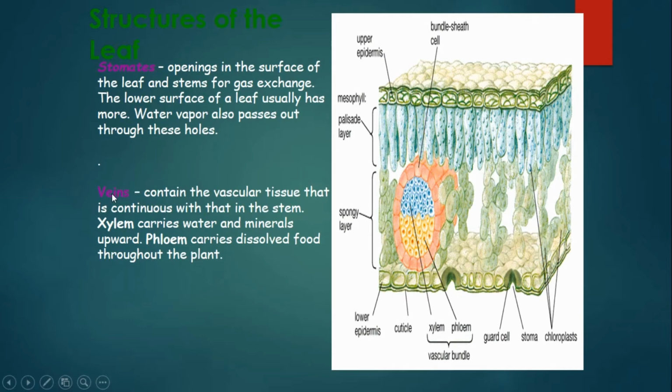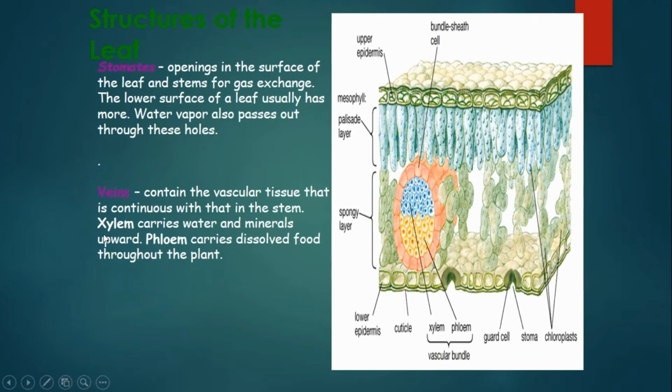Next, you have veins. These contain the vascular tissue. Vascular is a word you use for veins or anything that transports fluids. It applies to human beings. Like you have vascular veins in your body and arteries. Same thing in the plant. The xylem carries water and minerals upward.